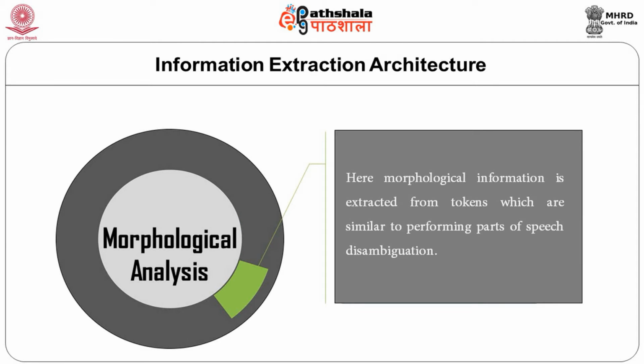So, we proceed to the next stage of analysis, and the next stage is called morphological analysis. At this stage, morphological information is extracted from tokens, which is similar to parts of speech disambiguation. We know that in a sentence there is a morphological structure, like having a subject and a predicate and having verbs, adjectives, adverbs, etc.